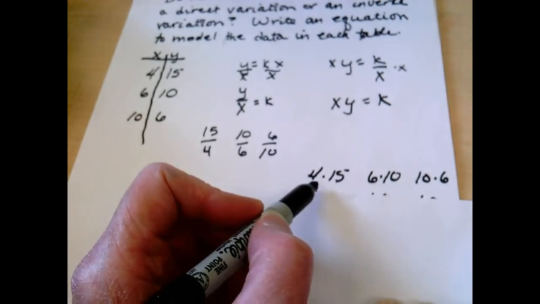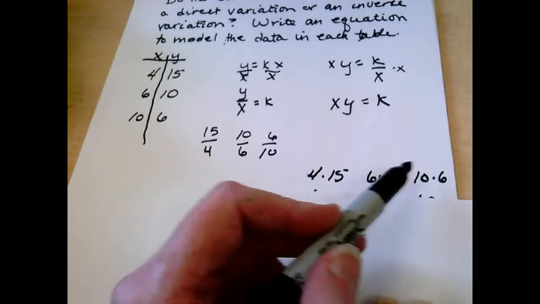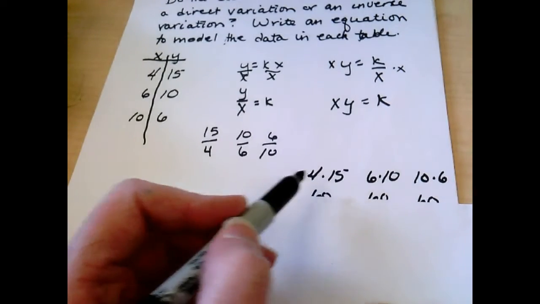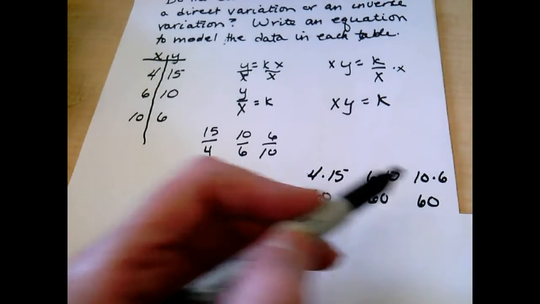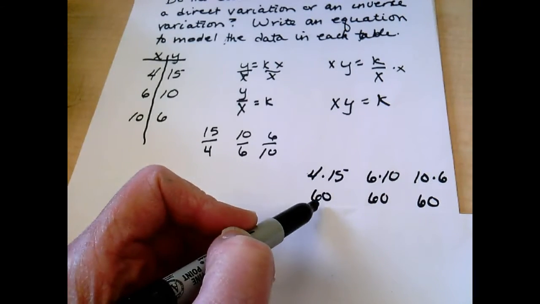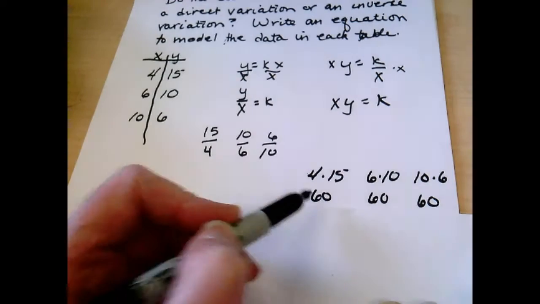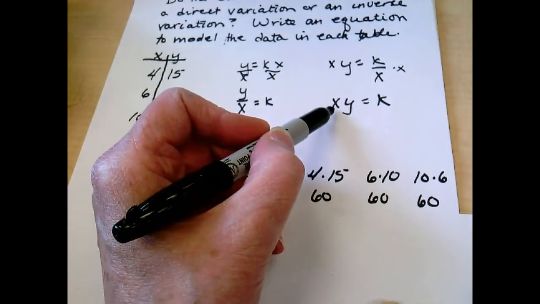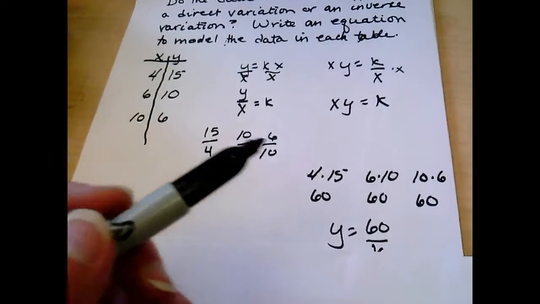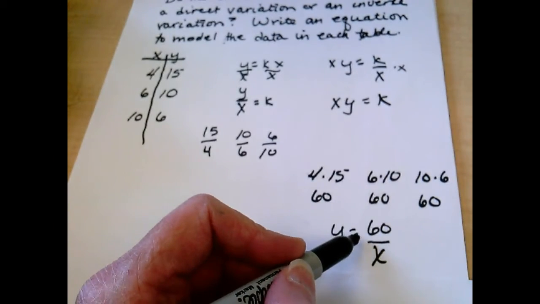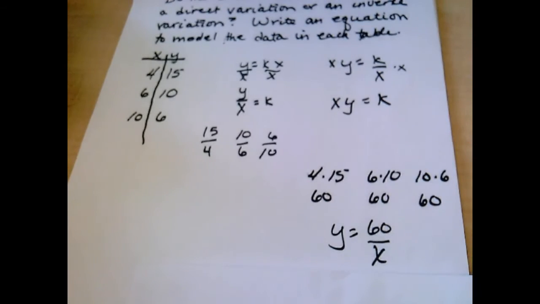If I look at my numbers when they're multiplied, 4 times 15, 6 times 10, 10 times 6: 4 times 15 is 60, 6 times 10 is 60, 10 times 6 is 60. They're equal to each other. This is an inverse variation problem. So now I write my equation. X times y was equal to my k value, so I can write y equals 60 divided by x, and I have solved the third type of problem for today.